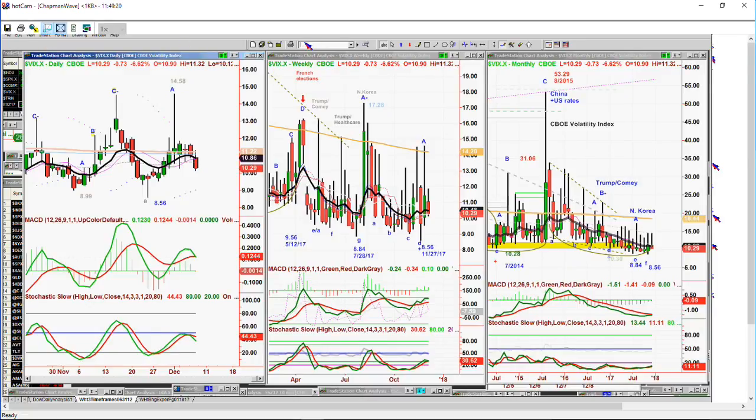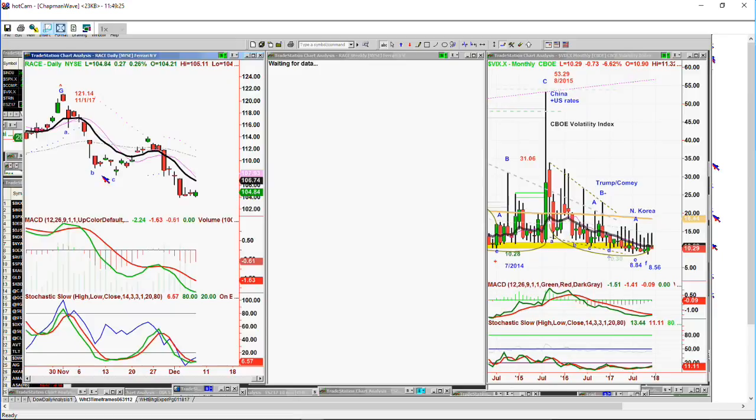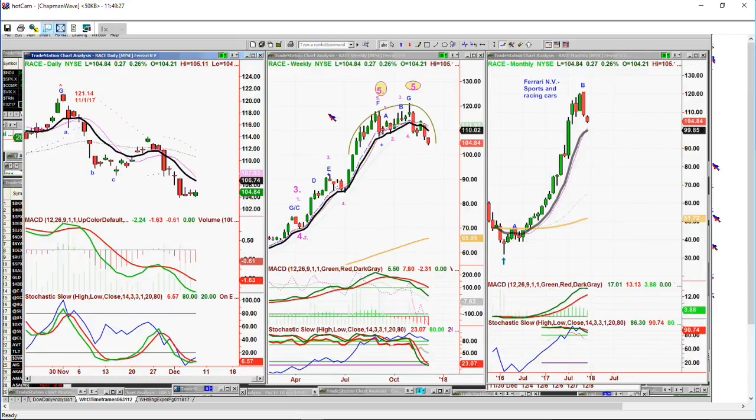Question I had, will I look at RACE, which is Ferrari? And this is very interesting because Ferrari has been going down since its all-time high of 121.14 in a rare peak on the 1st of November.